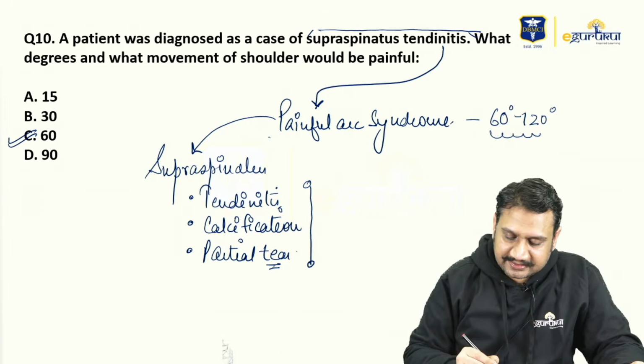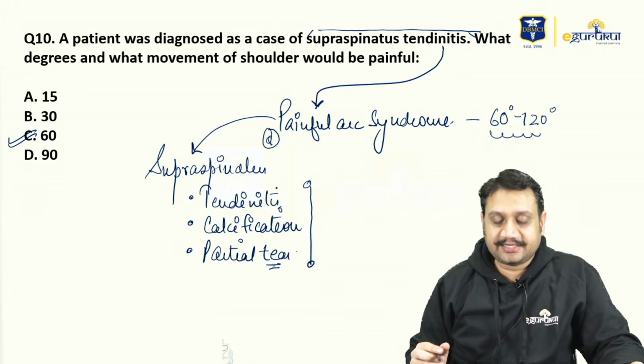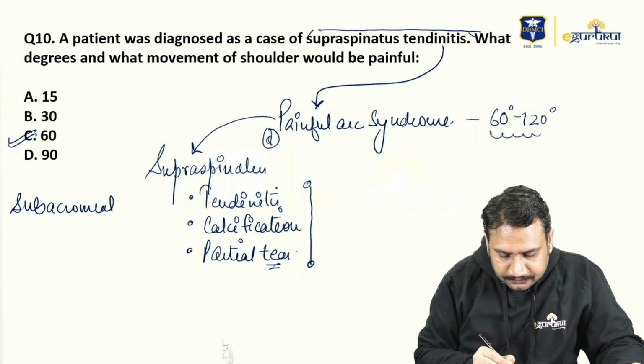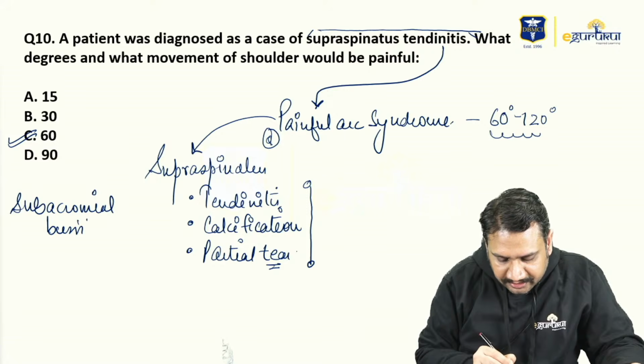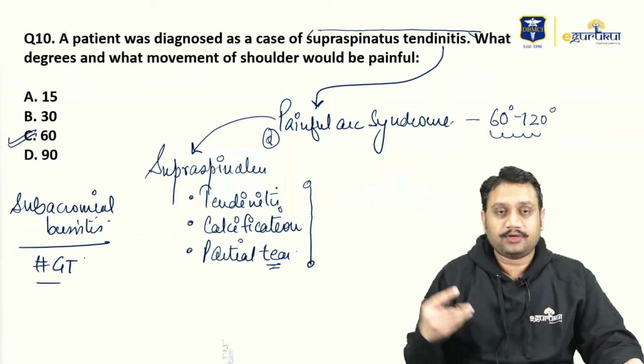So supraspinatus tendinitis, supraspinatus calcification, or supraspinatus partial tear. Other reason can be subacromial bursitis. And third reason can be the fracture of the greater tuberosity of the humerus.